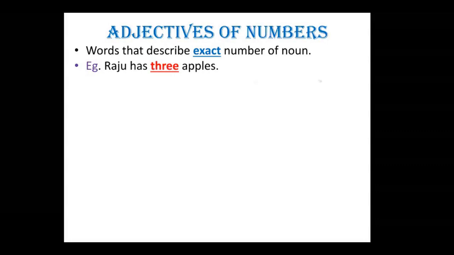Raju has 3 apples. Here you can see the apples and you can count them. Here you know Raju has 3 apples. You know the exact amount. He is having 3 apples. We can also use the words 2, 4, 10. So these words give us the idea of exact amount.